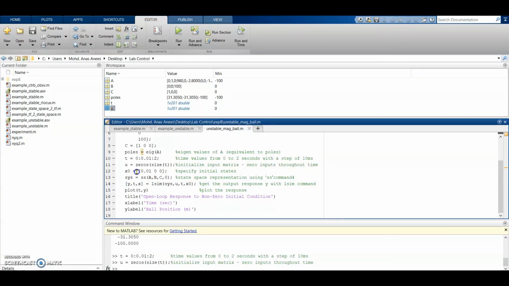Then we are specifying the initial condition. Here they have taken h = 0.01 meter and velocity as 0, and current is also taken as 0 here. So this initial condition they are starting with is 0.01 meter height, 0 meter per second velocity, and 0 ampere current.